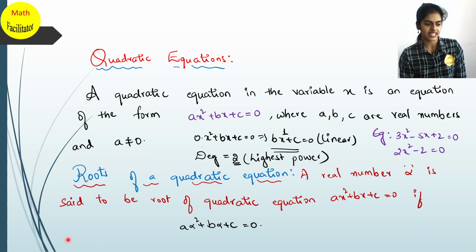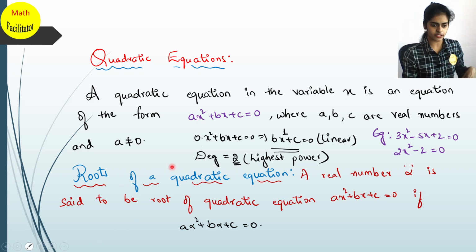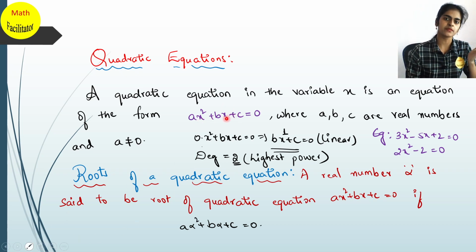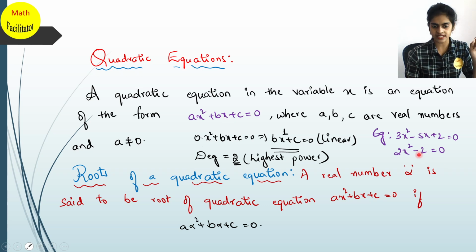Getting the point? Yes. So a should never be equal to 0, but b and c can be equal to 0. Right? So here you can say b is equal to 0.